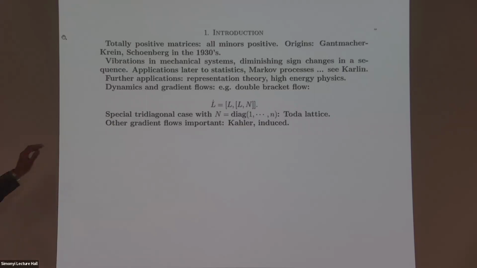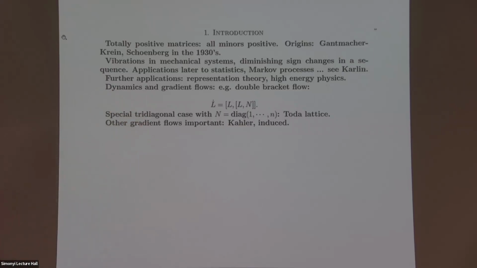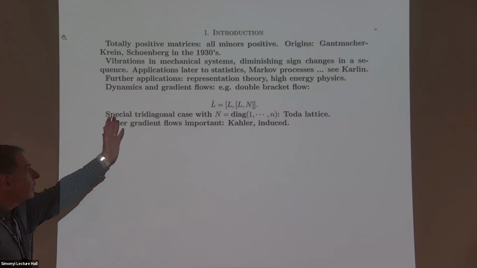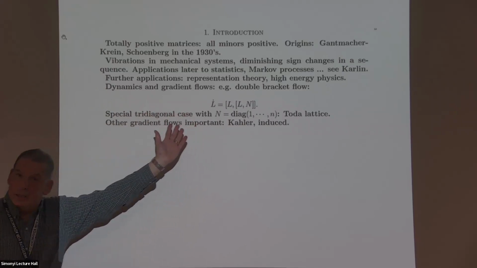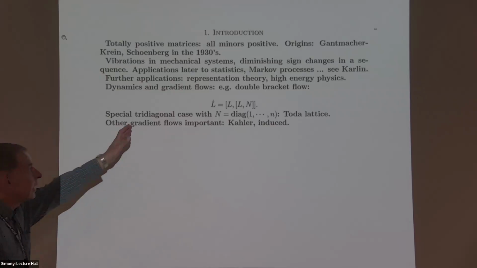Diminishing sign changes in sequences. And then there's an application later to statistics and Markov processes. Samuel Karlin, for example, worked on this, and there's a whole book about the applications of total positivity to stochastic processes. And then more recently, there's been work on representation theory. George Lusztig at MIT generalized this to arbitrary Lie algebras, basically, and showed how you can make sense of total positivity in that setting.